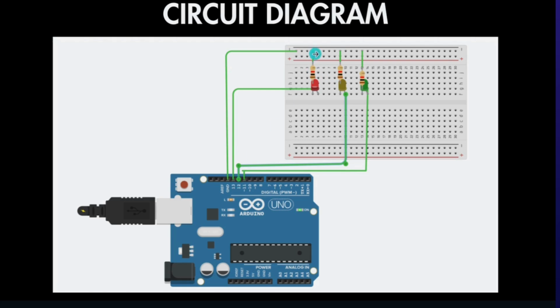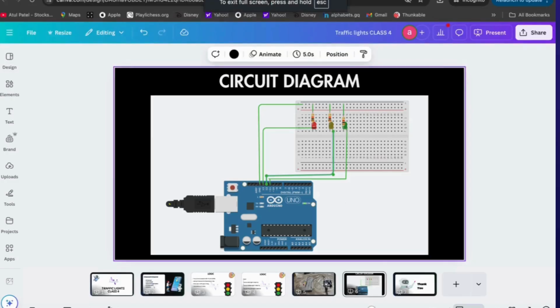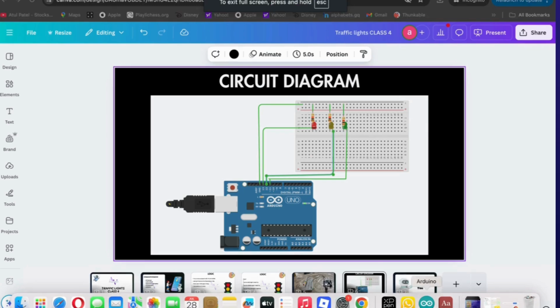And over here all the negative is connected to one particular negative horizontal line on my breadboard, and with a jumper wire I'm going to connect that to the ground. So this is the circuit diagram of the traffic light. Let's quickly move on to the code part.